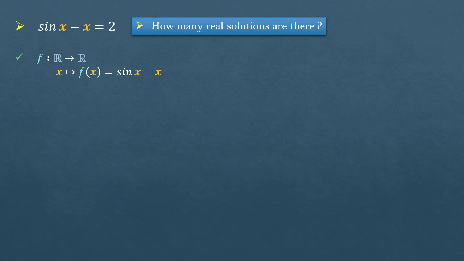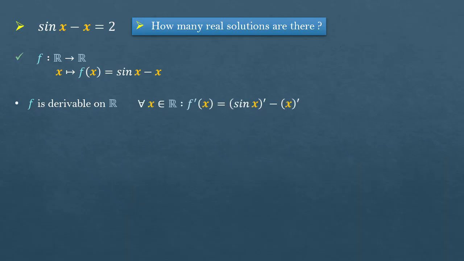So let's start with the variation of our function f. As both functions sin x and minus x are derivable on the set of the real numbers, we can deduce that our function f, which equals their sum, is derivable on the set of the real numbers R. And we have for every real value of the variable x, its derivative f prime of x, which equals the derivative of sin x minus the derivative of x. Therefore, f prime of x equals cosine x minus 1 for every real value of the variable x.